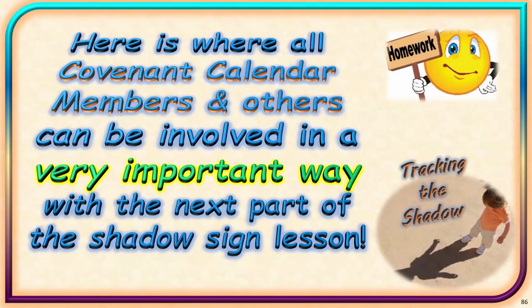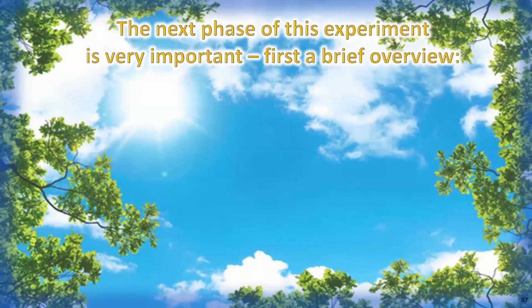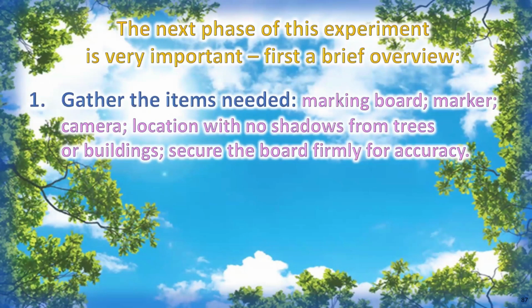Okay, so here is where all Covenant Calendar members and others, anybody who wants, can be involved in a very important way with the next part of the shadow sign lesson, tracking the shadow. So very, very briefly here, because we're going to go into more detail about this next week with Jess. The next phase of this experiment is very important, but just a very brief overview today.